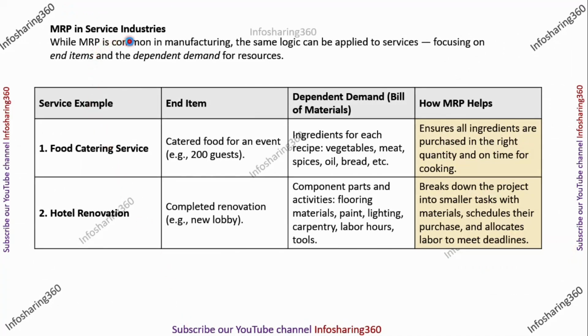Next, we have MRP in service industries. MRP isn't just for factories. Service businesses can use it too. How it works for services: focus on your end item and the final service you deliver. Identify dependent demand, all resources needed to deliver it. This is like a service bill of materials. MRP helps services by planning and tracking all needed resources, making sure resources arrive on time and in the right amounts, scheduling work and labor to meet deadlines.